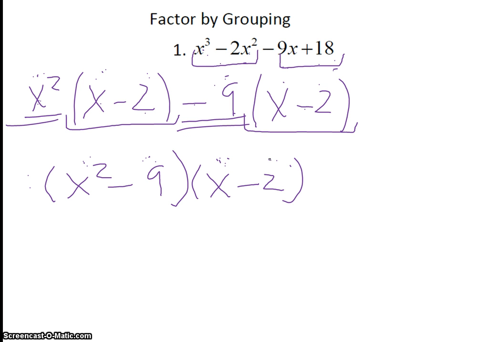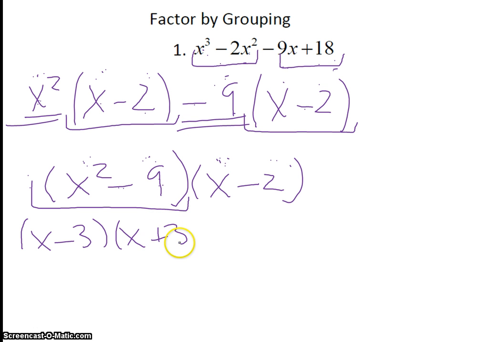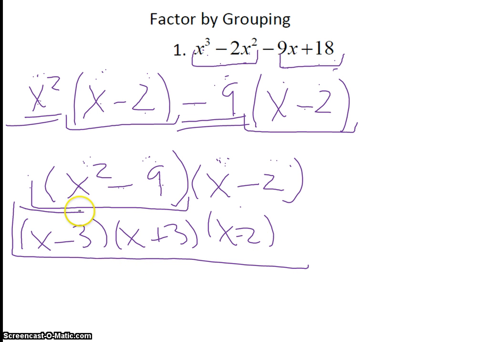Now you check, can it be factored any further? And in fact, this is a difference of squares. You have a perfect square and a perfect square. And remember, this factors as the square root of this minus the square root of that, times the square root of this plus the square root of that. That's a difference of squares. So this factors as x minus 3, x plus 3, and then again we have our x minus 2 that we're going to carry down. And that is factored completely using the method of factor by grouping and then difference of squares.